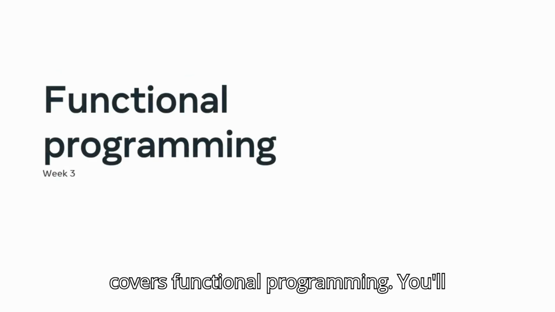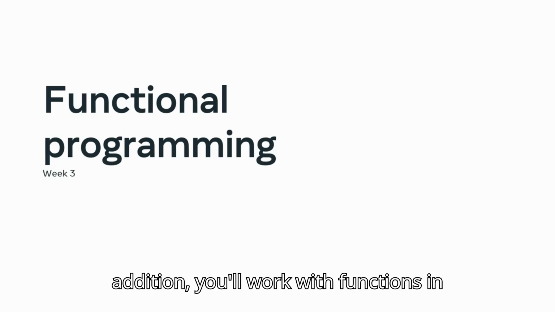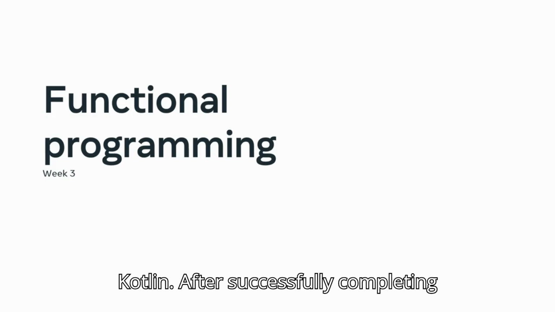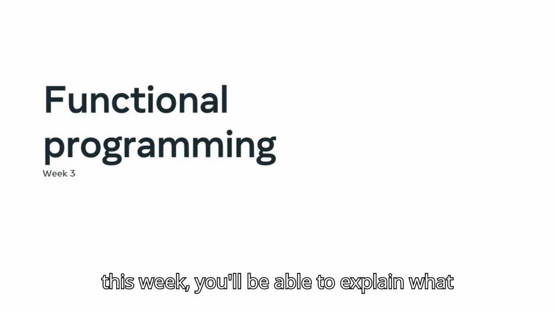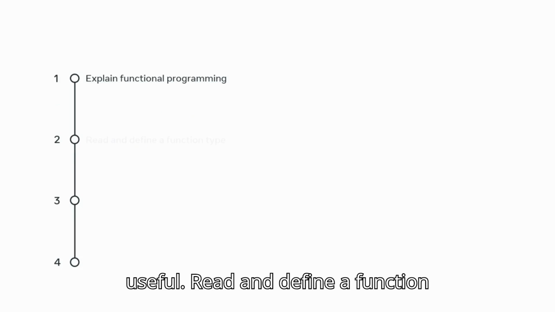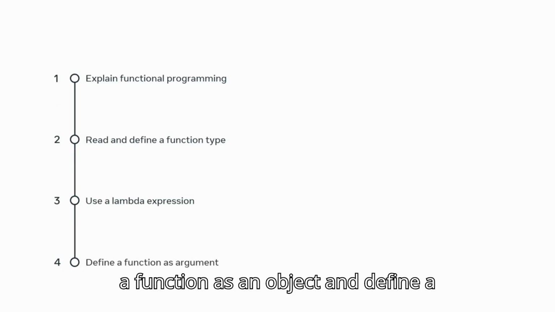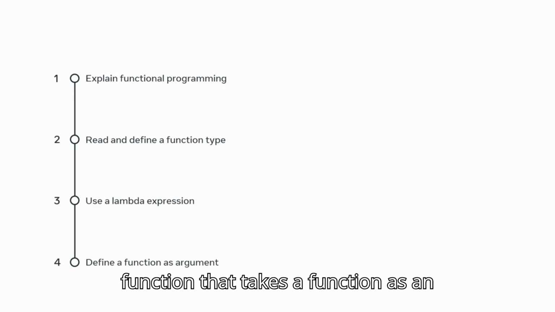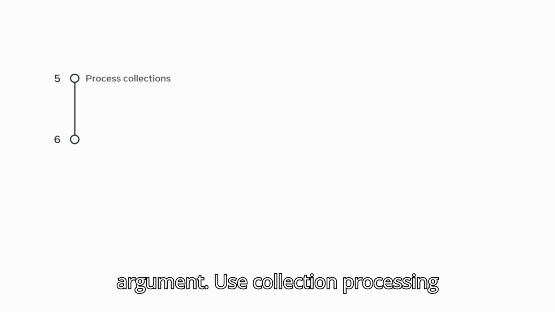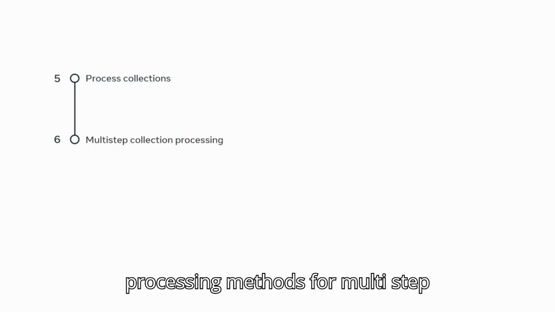Week 3 covers functional programming. You'll cover what it is and why it's useful. In addition, you'll work with functions in Kotlin. After successfully completing this week, you'll be able to explain what functional programming is and why it's useful. Read and define a function type. Use a lambda expression to define a function as an object. And define a function that takes a function as an argument. Use collection processing functions to process collections in different ways, and use collection processing methods for multi-step collection processing.